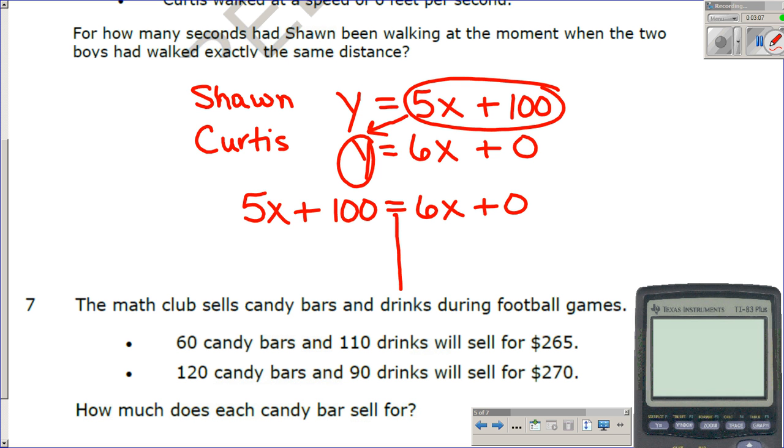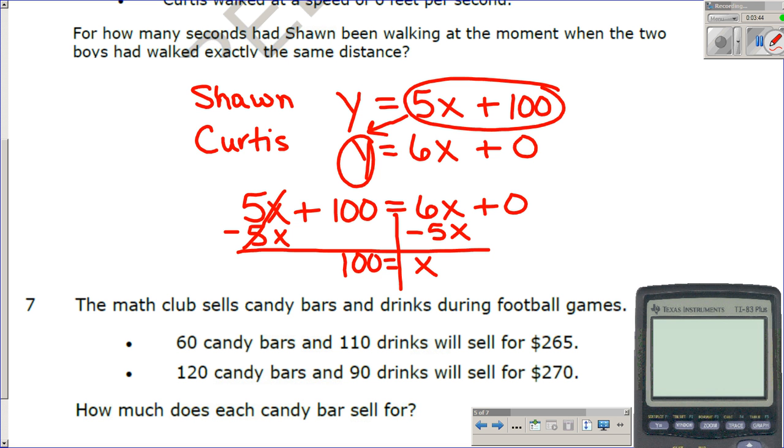So notice we have x on both sides of our equation, so we need to use an inverse operation to combine our x's. I'm going to move my 5x by subtracting 5x on both sides. My 5x's cancel, leaving me with 100 equals 6x minus 5x is x. And again, we don't need to bring down the 0. So we have x equals 100. So Sean had already been walking 20 seconds, and we have now found that it would take 100 seconds for Curtis to catch up to him.